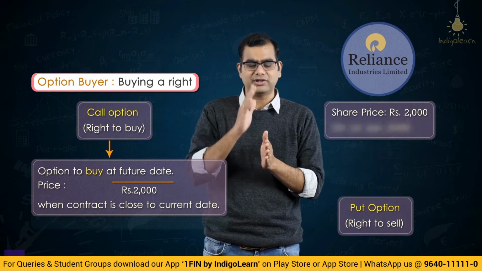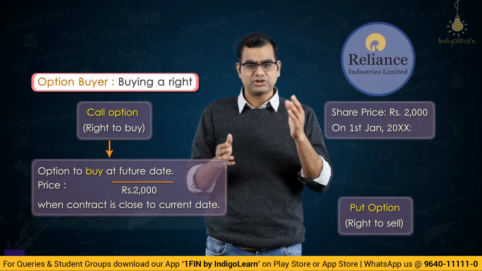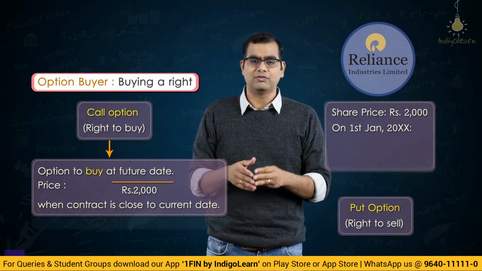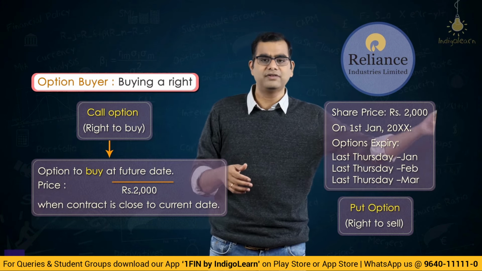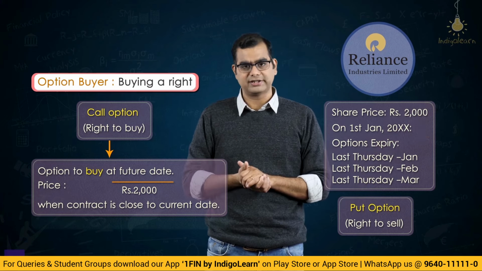So, let us say we are in January. On 1st of January, usually on exchange, you will see 3 options. One for the last Thursday of Jan, one for last Thursday of February, one for last Thursday of March. This is in the Indian context.